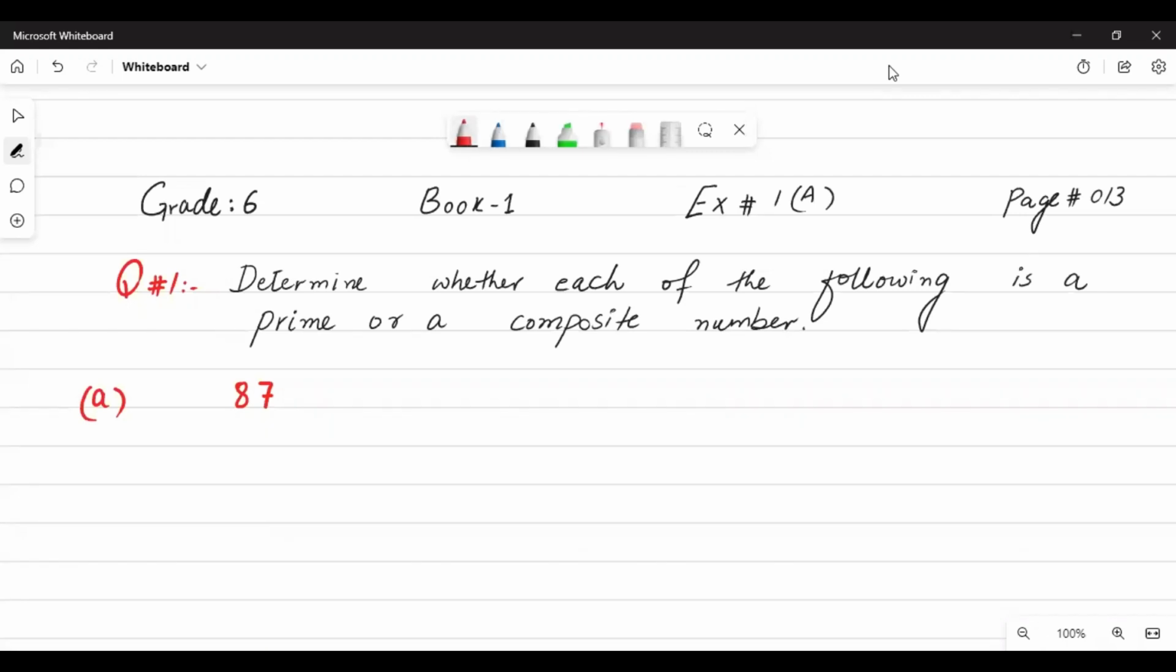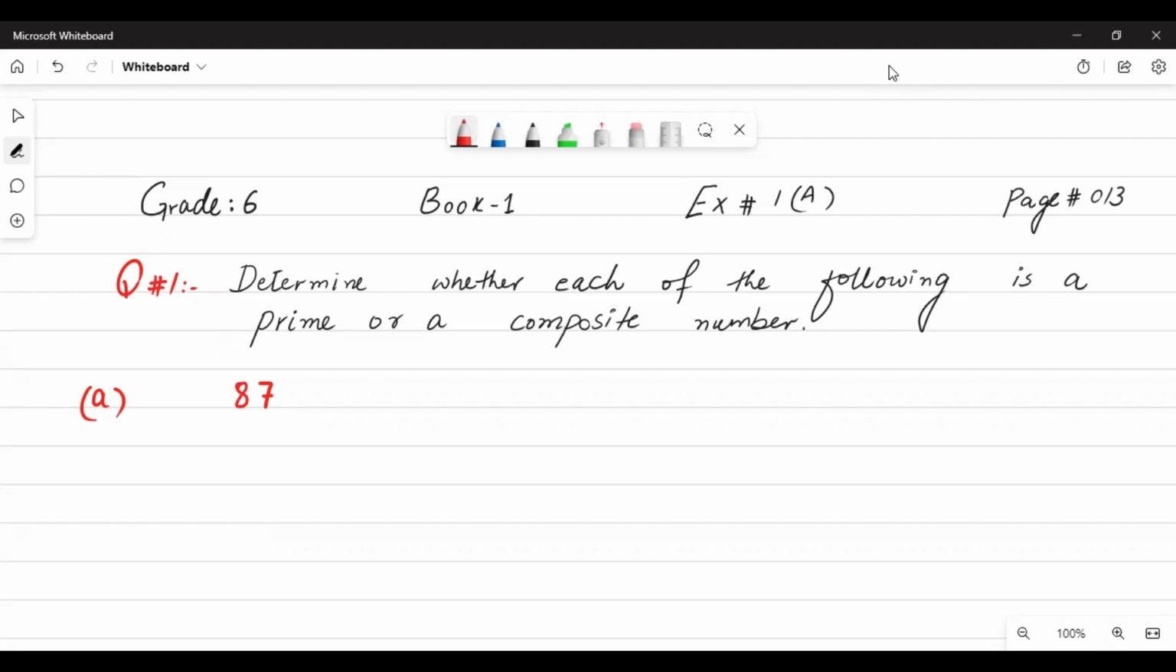Assalamu alaikum. So this is the mathematics book 1, exercise 1A, page 13. Question number 1 is that you have to identify whether the given number is a prime number or a composite number. In your lower grades, you have already done about the even numbers and the odd numbers.